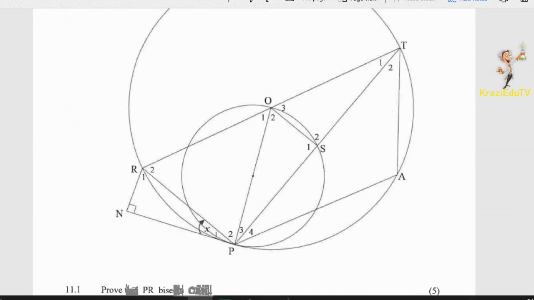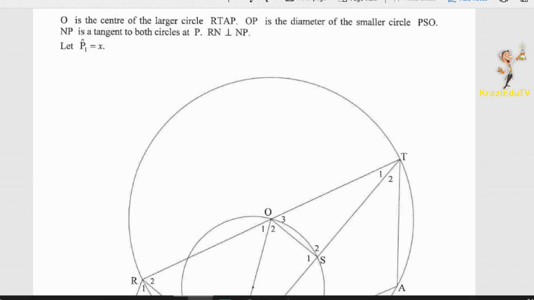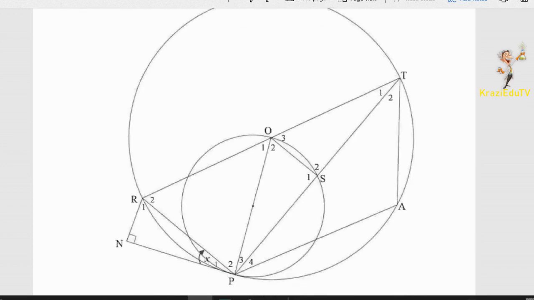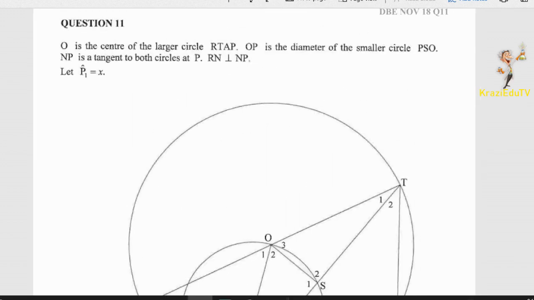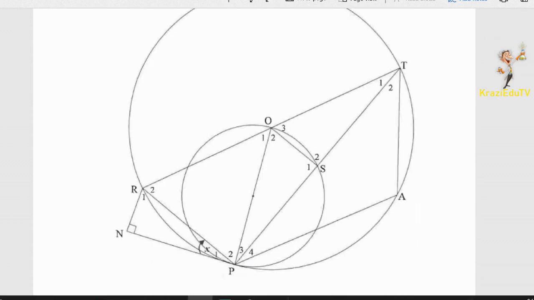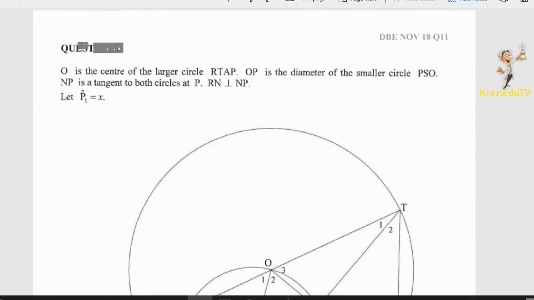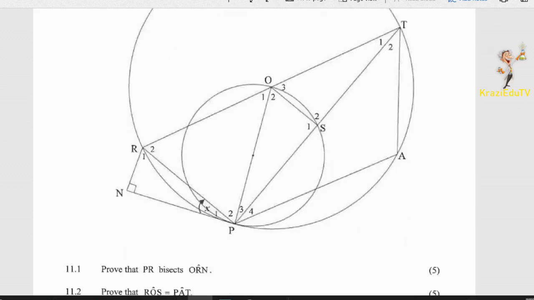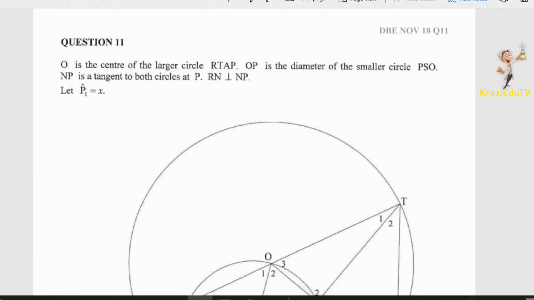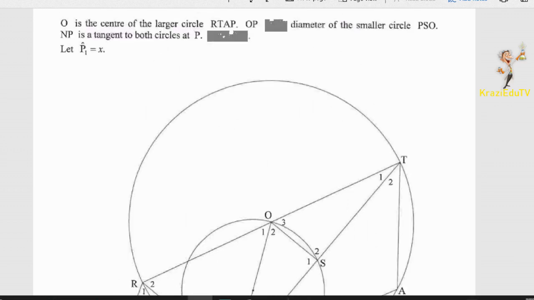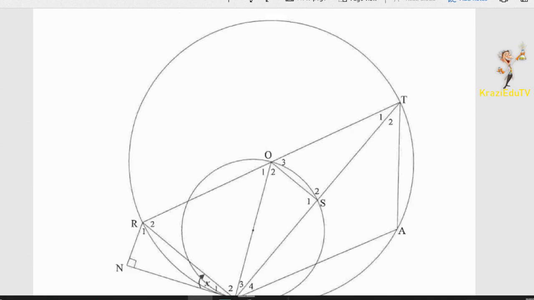Is there any more? Looks nasty, but okay, let's try. O is the center of a larger circle, RTAP. OP is the diameter of a smaller circle. OP is the diameter, so we've seen diameters there. NP is a tangent to both circles. NP, what is NP? Alright, lovely. And RN is perpendicular, we're given all the signs. P1 equals X.